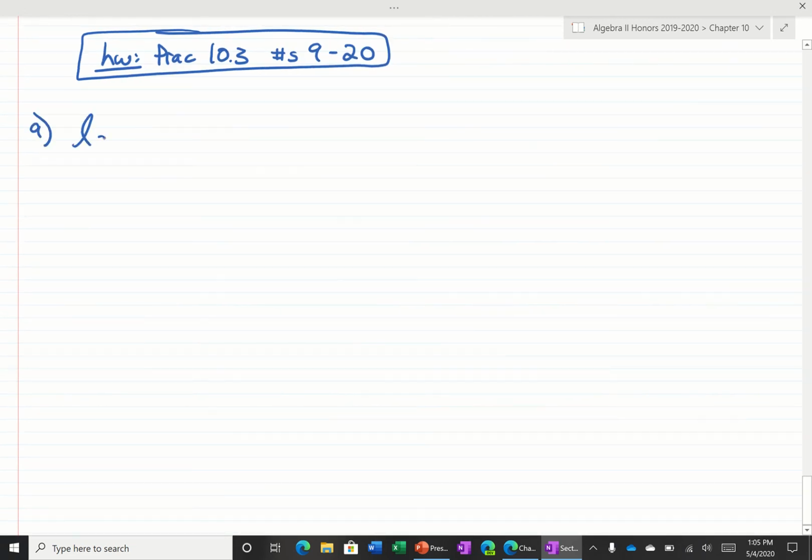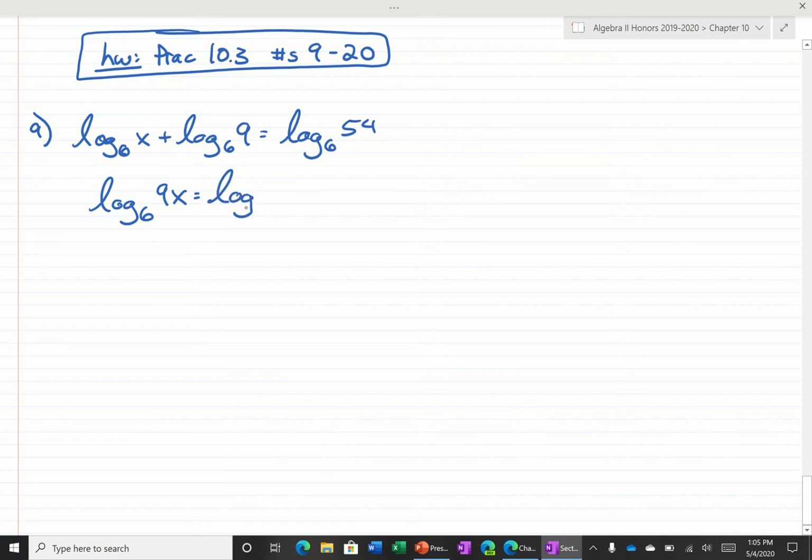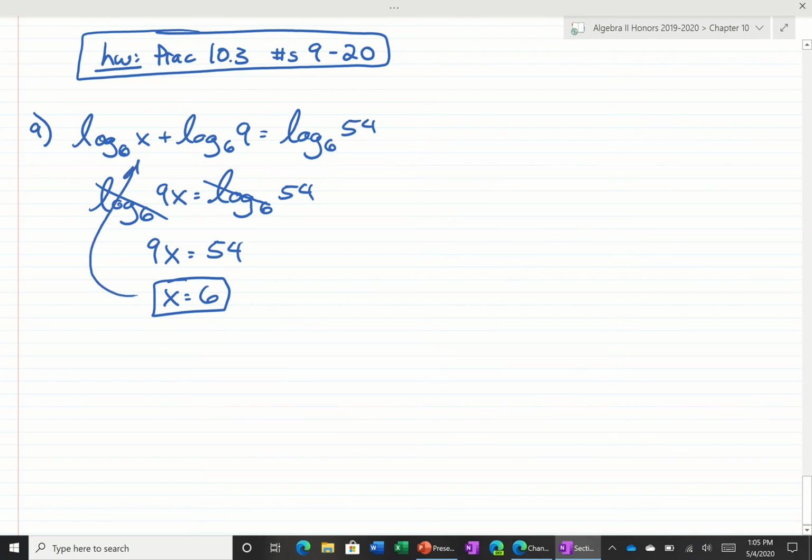Number 9, it says the log base 6 of x plus the log base 6 of 9 is equal to the log base 6 of 54. This is a product property. We could say log base 6 of 9x is equal to the log base 6 of 54. Using the property of equality, those cancel, and you'd get 9x is equal to 54, so x would be 6. If you were to plug 6 into x, you could see that that would be fine.